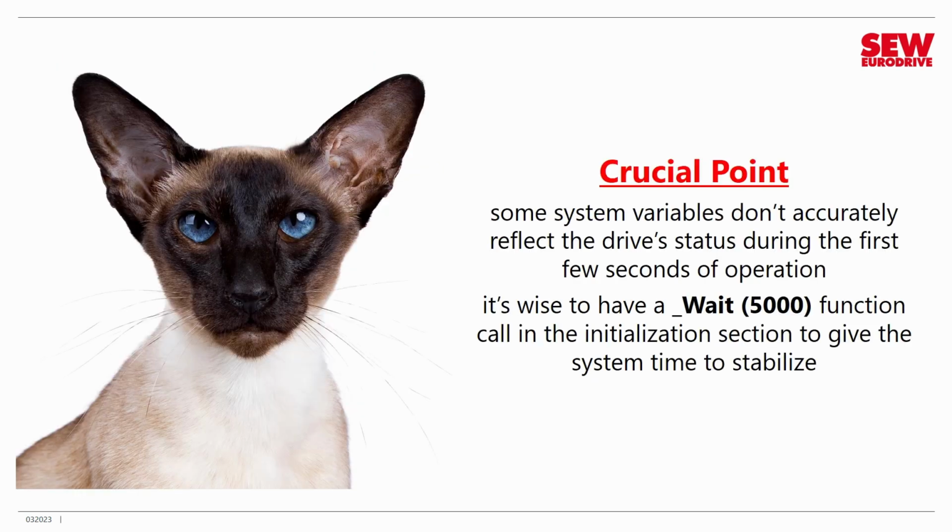All right, crucial point. Listen very closely. Some system variables do not accurately reflect the drive's status during the first few seconds of operation after you run your program. What it's smart to do is do a wait 5000 at the beginning of your program. That's a 5-second wait. You put this in the initialization section, and once this time has elapsed, the system will have stabilized and the system variables will be accurately reporting what you care about. So really smart idea. If you read them immediately, you might get some wrong numbers.